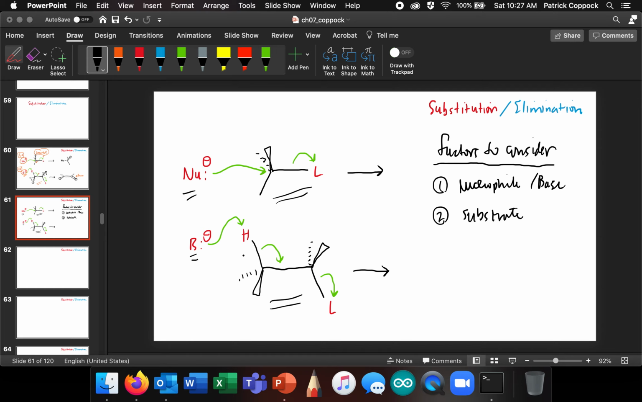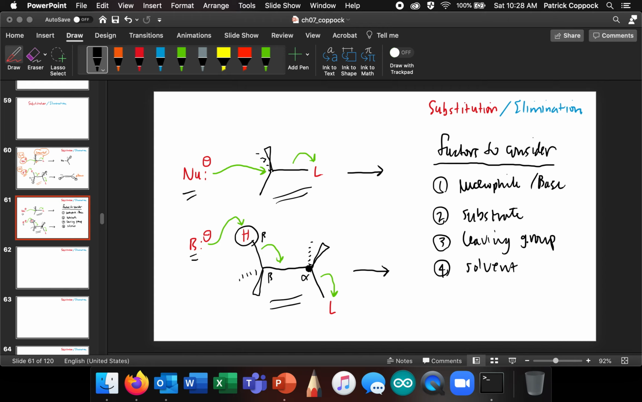Is there, for example, a beta hydrogen? That is, a hydrogen beta to the alkyl halide, or to that carbon here. This is the alpha carbon, here's the beta carbon, and so this would be a beta hydrogen. If there's no beta hydrogen, it can't do an elimination. So those are different things we need to think about with respect to the substrate. Now, the next thing we need to consider is the leaving group. We need something that has the ability to pull the electrons off and go off on its own.